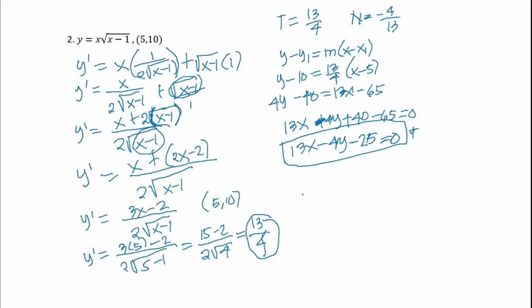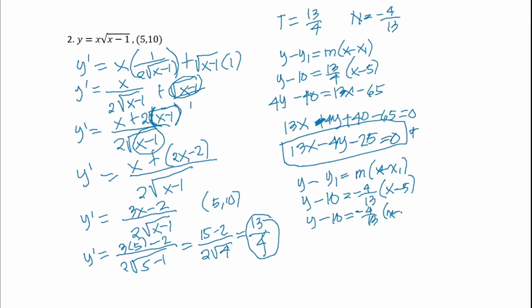So the equation of a normal is y minus y sub 1 is equal to m times x minus x sub 1. So y minus 10 is equal to, the slope is negative 4 over 13 times x minus 5. You can multiply immediately, that's okay, but let us first copy. So this is cross multiply. So we have 13y minus 130 is equal to negative 4x plus 20.